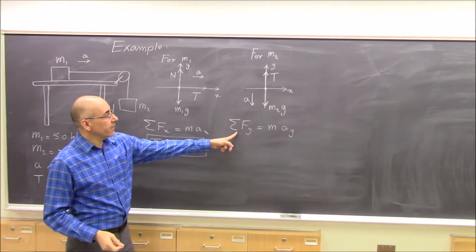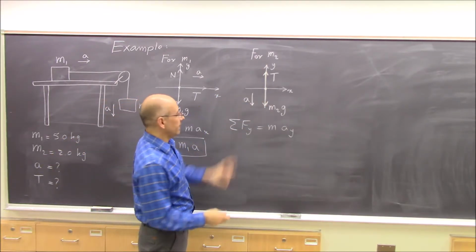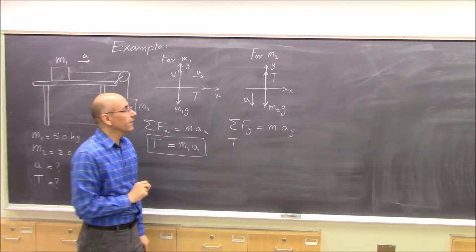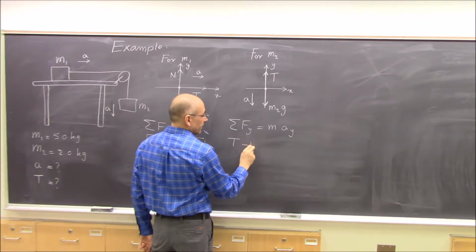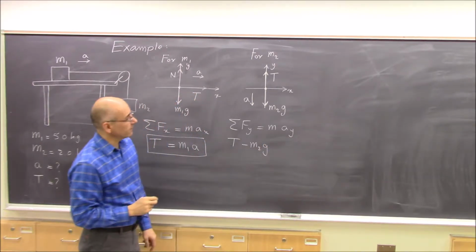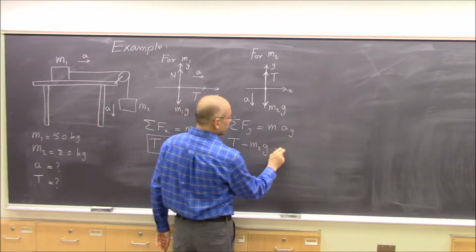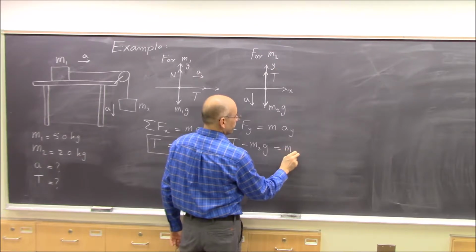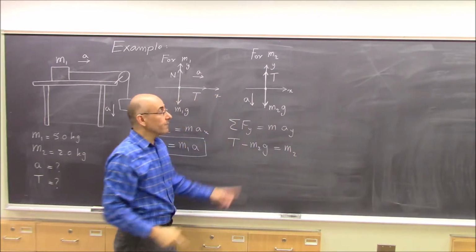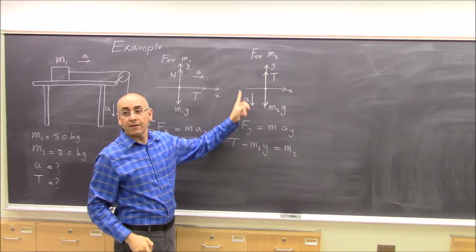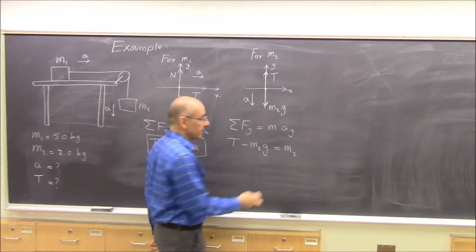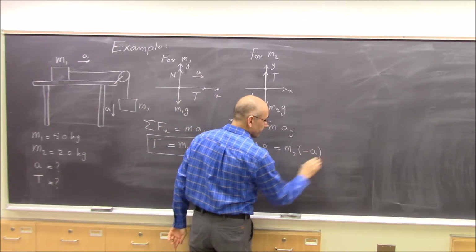And sum of Fy means what? It means T, magnitude, because this is in the y direction, minus m2g, because it's in the negative y direction, equal to m2 times the y component of acceleration. The y component of acceleration is what? It's the same as the magnitude, but negative, right? Because it's downward. Negative magnitude.